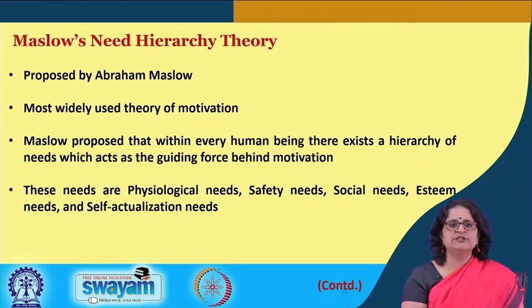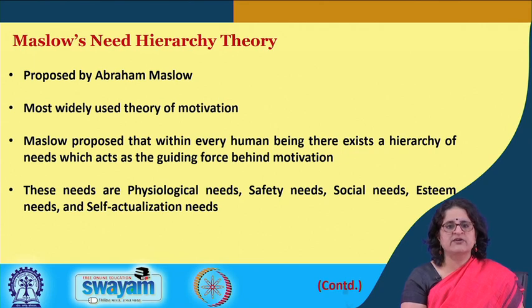The Maslow's need hierarchy theory is one of the most popularly used theories proposed by Abraham Maslow. The theory postulates that in every human being there exists a hierarchy of needs which act as a guiding force behind motivation. And according to Maslow, human beings have 5 needs: physiological needs, safety needs, social needs, esteem needs, and self-actualization needs.